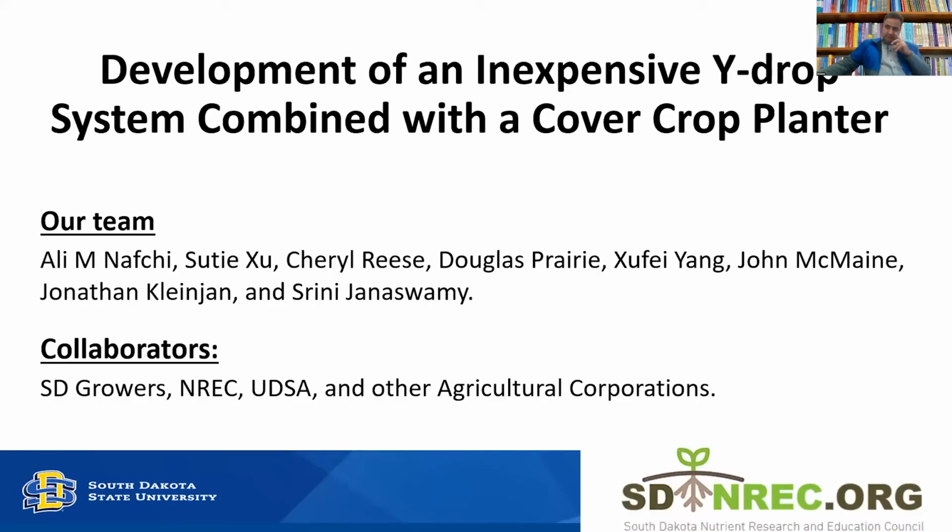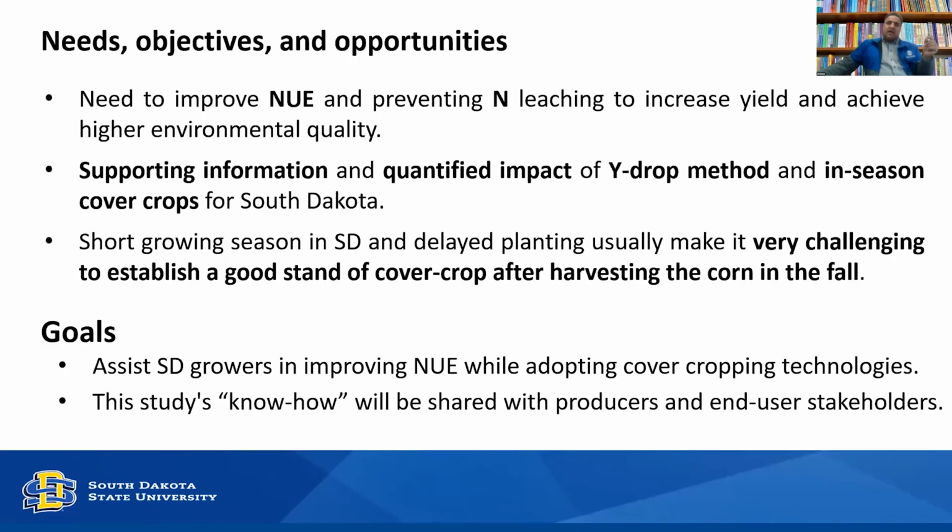We want to develop an inexpensive wide drop system, and we want to use the growing season, which we cannot go to the field and plant. The short growing season in South Dakota makes it so hard to plant after harvesting the corn or soybean. So with this system, we are thinking we can establish the cover crop before harvesting. This is not really new, but we want to make it inexpensive.